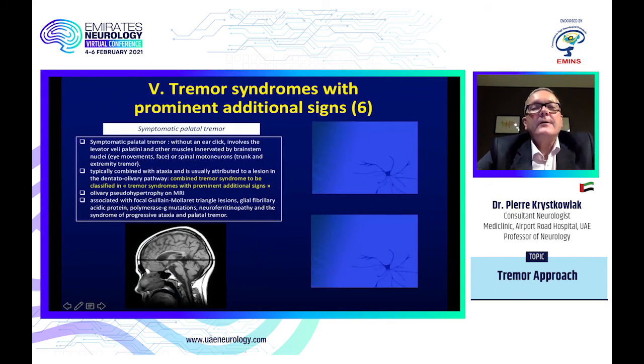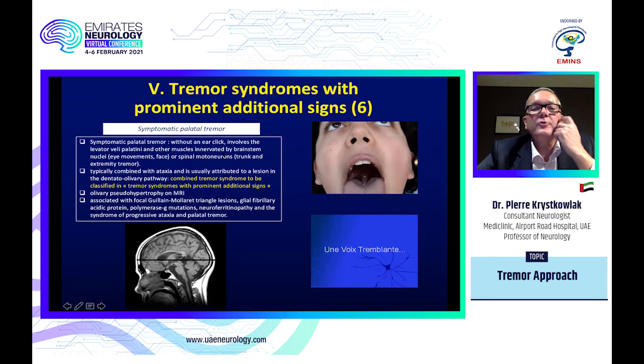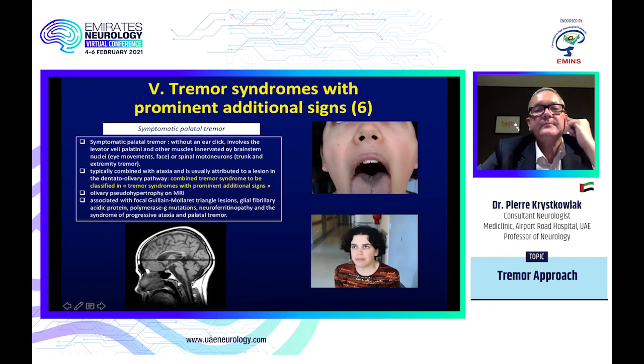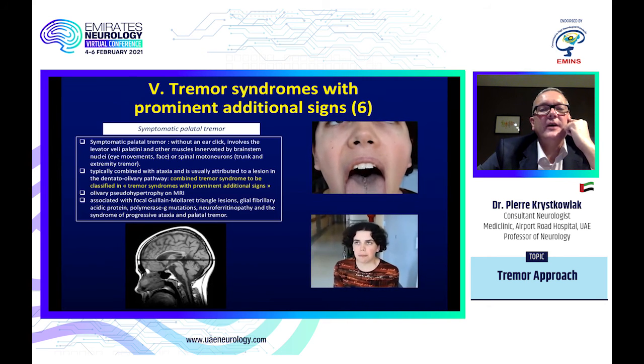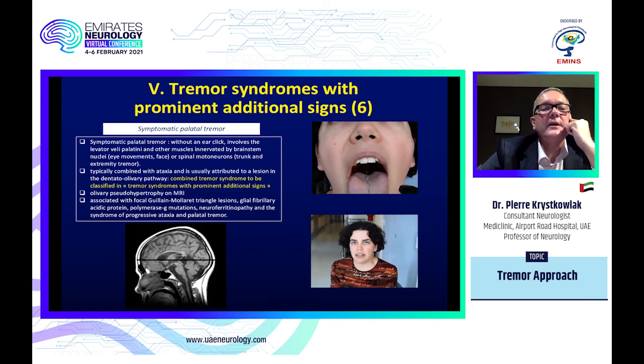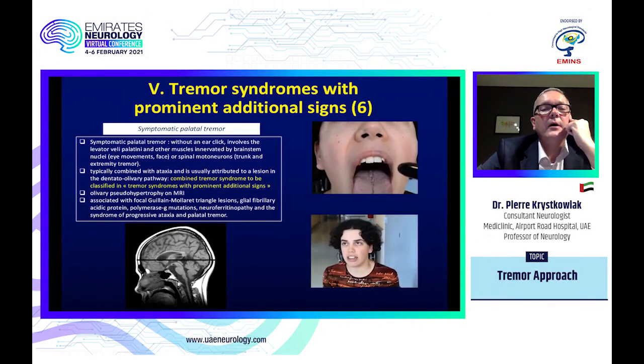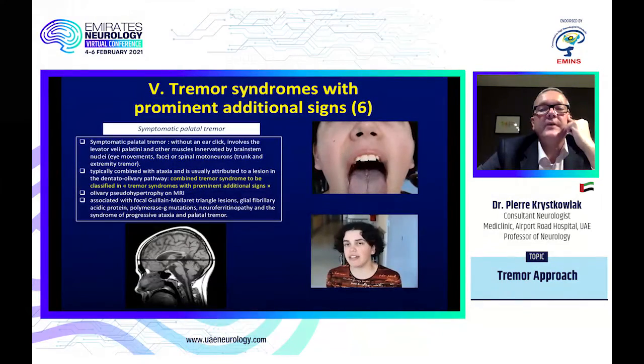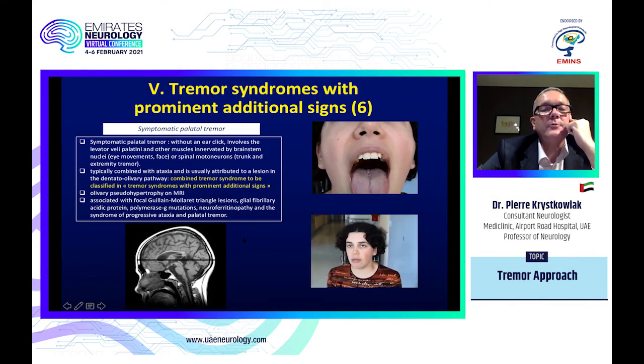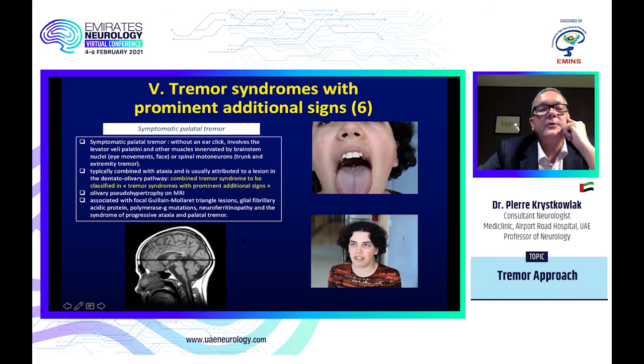Now, you have always in the classification of the tremor syndromes with prominent additional signs, symptomatic palatal tremor. Most of the time you don't have any ear click. And you have also some other muscles than levator veli palatini that can be involved, such as eye movements or face muscles or neck muscles or trunk muscles. And it's typically combined with ataxia.